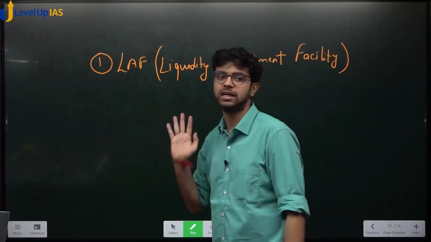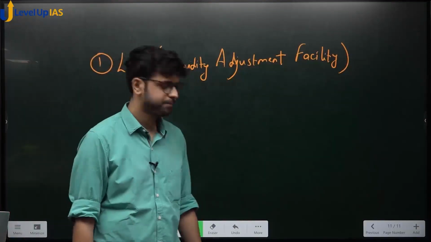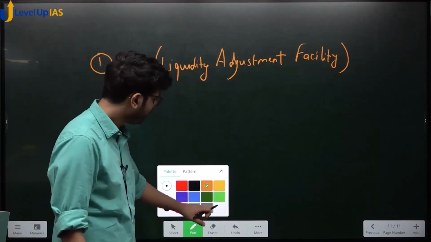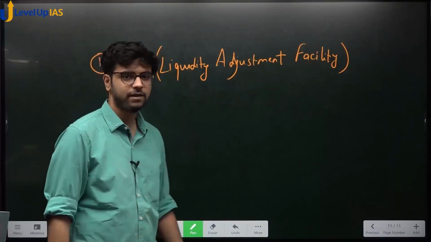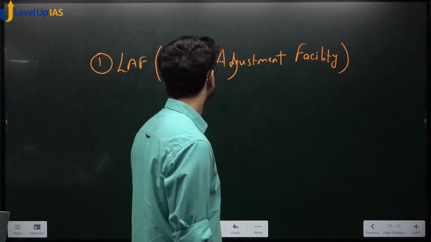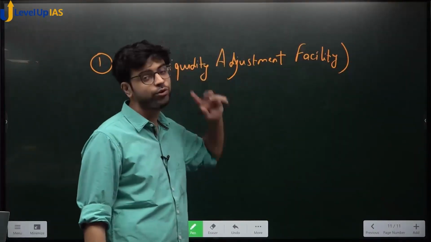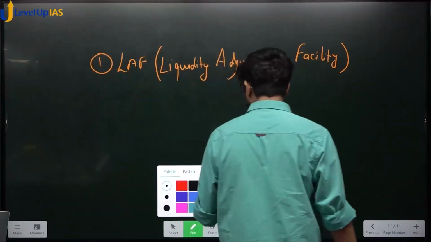Liquidity adjustment facility. What do you think is the interest rate charged? Reverse repo rate or repo rate? Repo rate. Who is borrowing? Commercial banks are borrowing. It is at repo rate. This is just a window ka naam. I told you that is the interest rate. This is the window's name. Yes or no? This is very easy to understand.